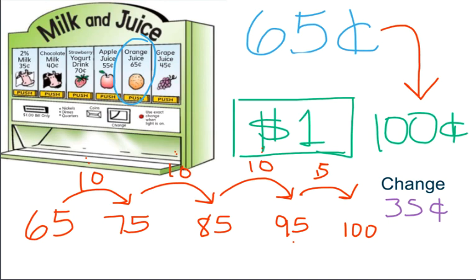My change will be 35 cents because I counted up from 65 to 100: 65 to 75, 75 to 85, 85 to 95, plus 5 more brought me to 100. That's 35. That's 3 tens, 5 ones, 35. I'm going to get 35 cents back. That's going to look like a quarter and a dime. Or how about 3 dimes and a nickel?